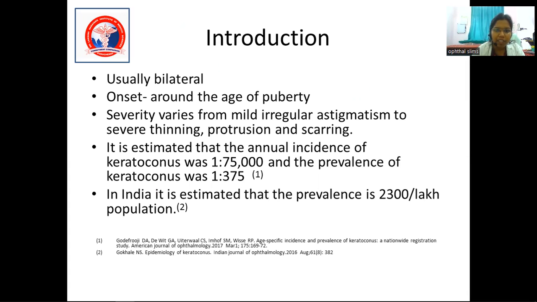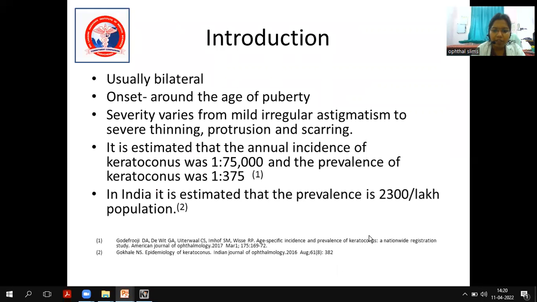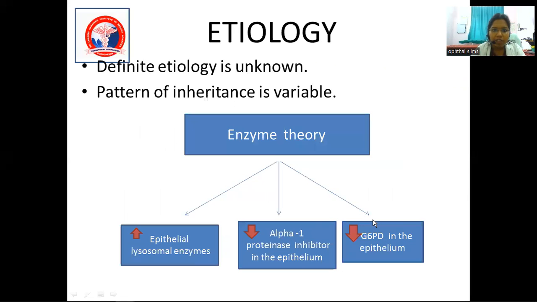The age of onset will be around the age of puberty. The severity varies from mild irregular astigmatism to severe thinning, protrusion, and scarring. It is estimated that the annual incidence of keratoconus was 1 in 75,000 and the prevalence was 1 in 375. In India, it is estimated that the prevalence is 2,300 per lakh population.